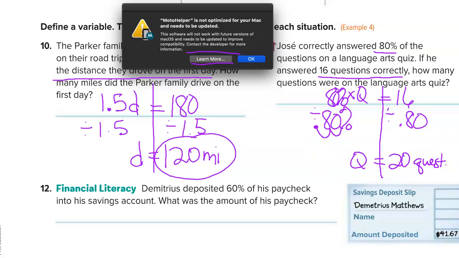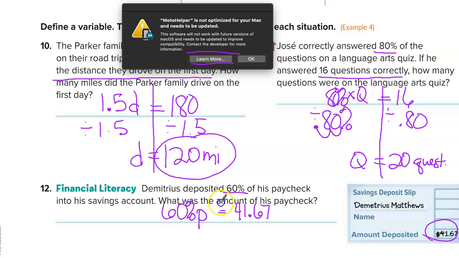Last one. Again, it's going to be set up pretty similarly to what we just talked about. Demetrius deposited 60% of his paycheck into a savings account. What was the amount of his paycheck? So we're looking at the picture here, and we can find our total. Like I said, I kind of start backwards. I know the total in the account is $41.67. I know he put in 60% of the paycheck. I'm going to use the letter P.